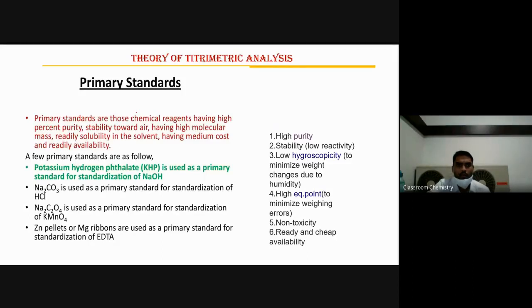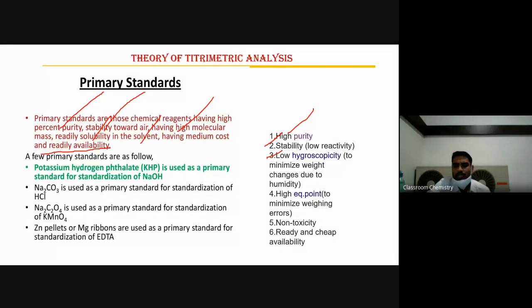Primary standards are those chemical reagents having a high percentage of purity, high stability towards air, high molecular mass, readily soluble in solvents, having medium cost and readily available. See here: high purity, stability, low hygroscopicity. That is, it must not be hygroscopic because it is humidity sensitive, to minimize weight changes due to humidity.